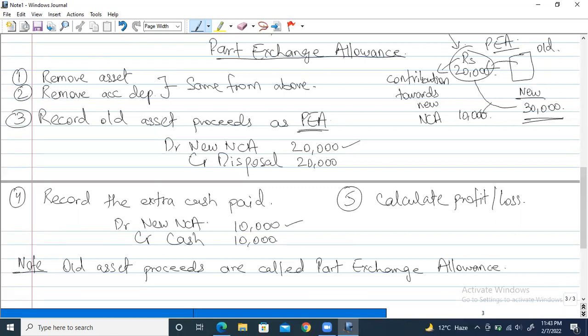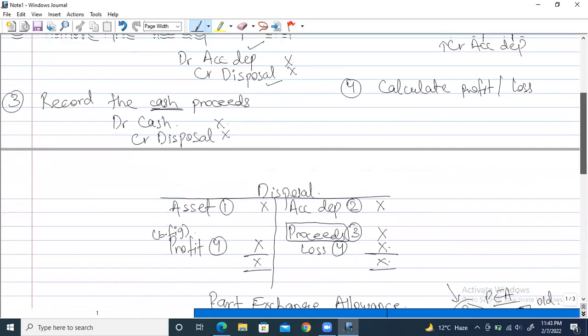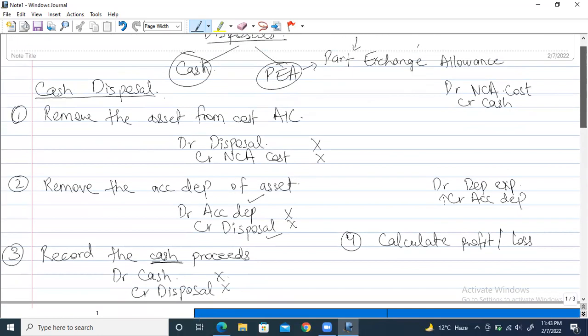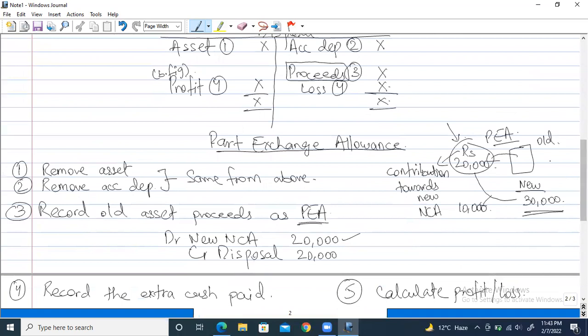So again in step 5 we calculate profit or loss, right? And this is basically the small sketch that I explained to you. This sketch explains how the part exchange allowance works. Okay, so the question part obviously we'll discuss in the next class because I think you have some work to do right now. I think today's class is enough for now. And I'll send you these notes on WhatsApp.